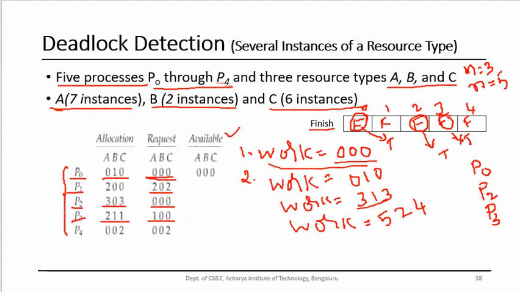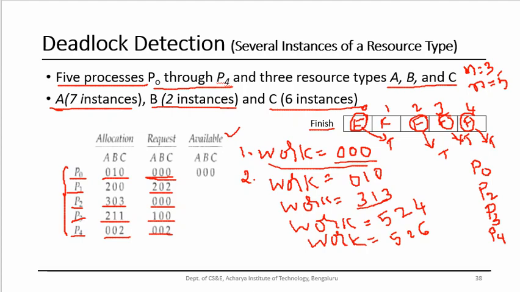Okay, now we'll go to P4. P4, now this is its request 002, which is definitely less than work. So therefore now we can make this true, right? So P4 can be written here, and work is updated. So what happens to the value of work? Now this gets added to work, so work becomes 5 2 and 6. Okay, 5 2 and 6.